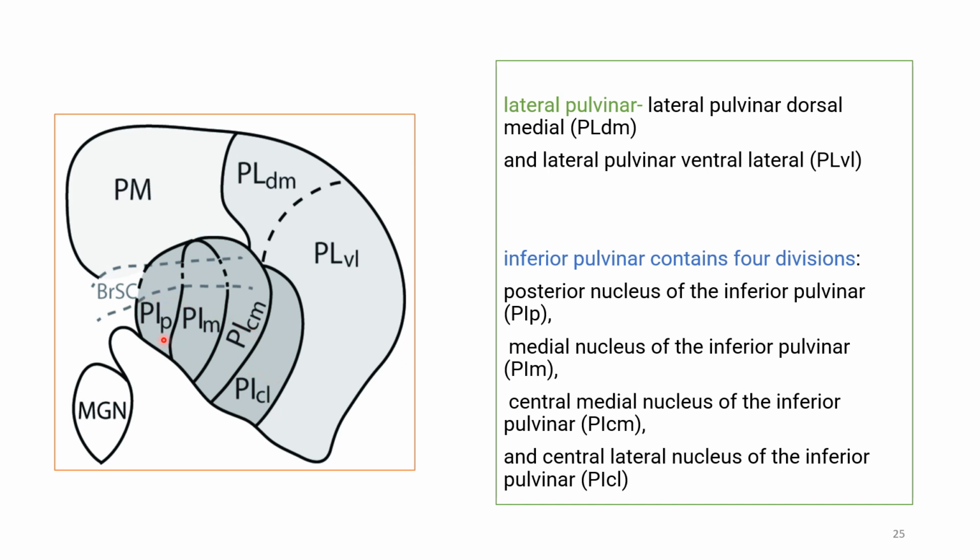That is the posterior nucleus of the inferior pulvinar, medial nucleus of the inferior pulvinar, central medial nucleus of the inferior pulvinar, central nucleus of the inferior pulvinar. So the central lateral nucleus. This is the centromedial nucleus of the inferior pulvinar. And this is the medial, this is the posterior nucleus.